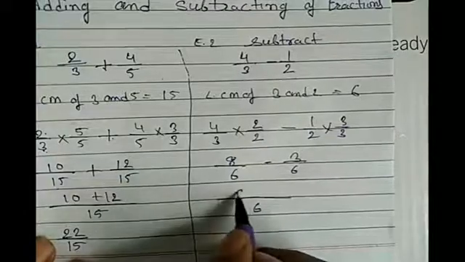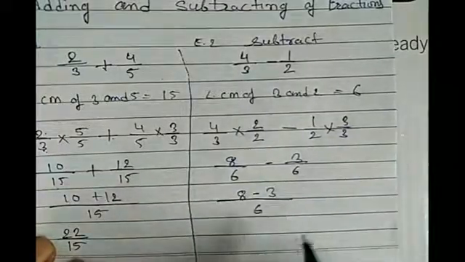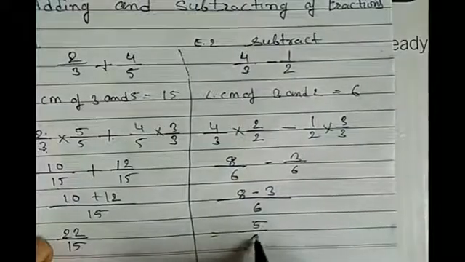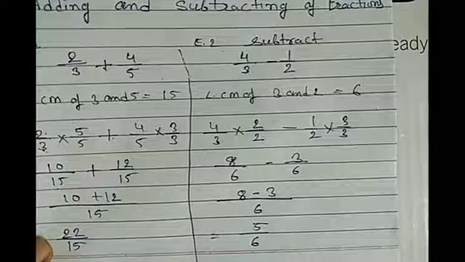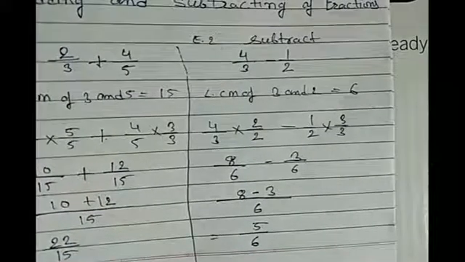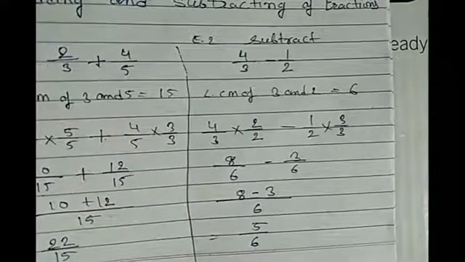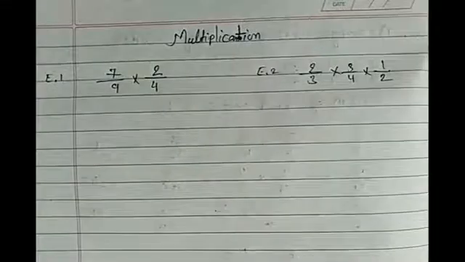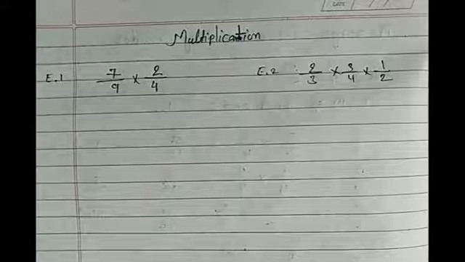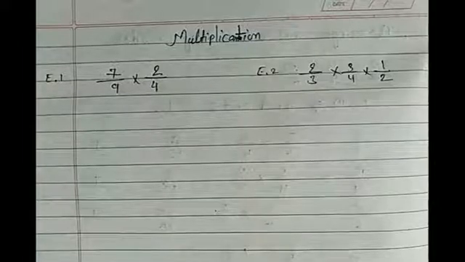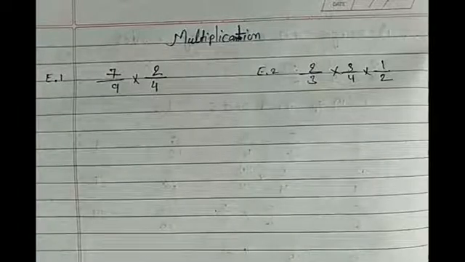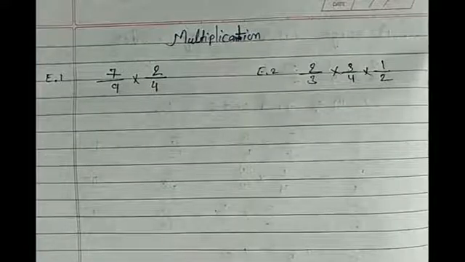Common denominator, 8 minus 3. So what we get, 8 minus 3 is equal to 5 upon 6. This is our answer. In this way, we can add and subtract the given fractions. Our next operation, multiplication of fractions. As I explained in the previous videos, the multiplication of fractions is very easy.